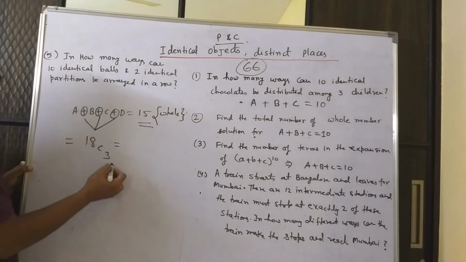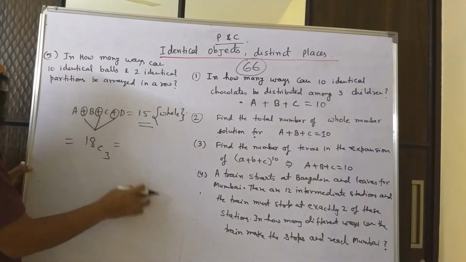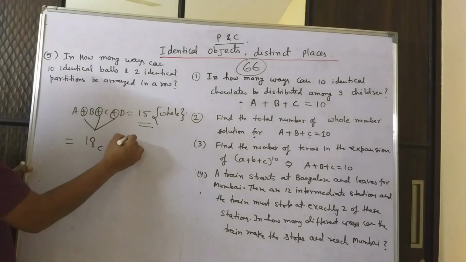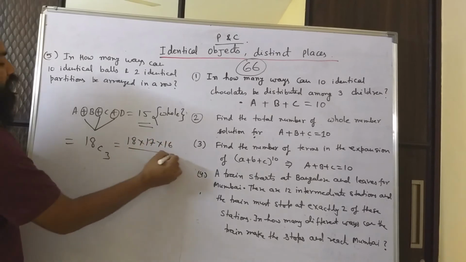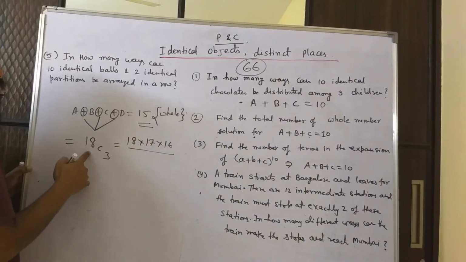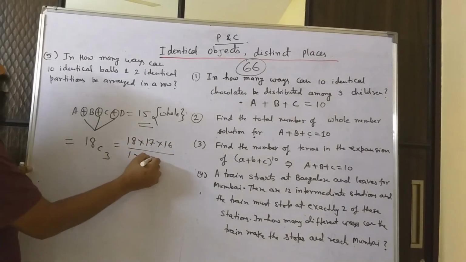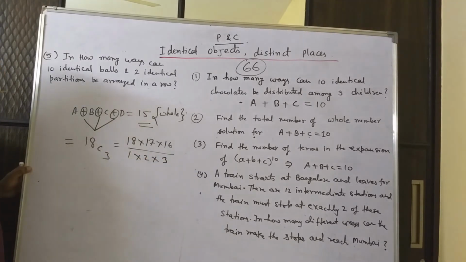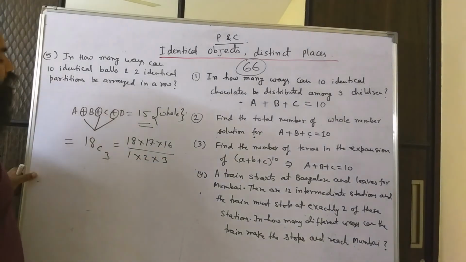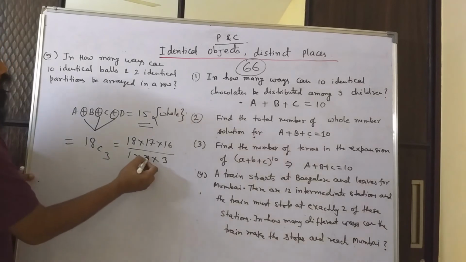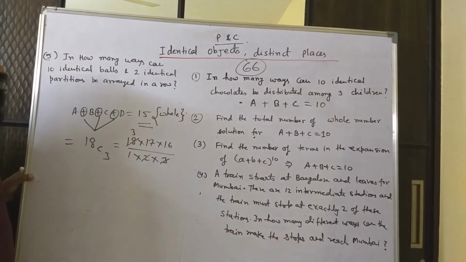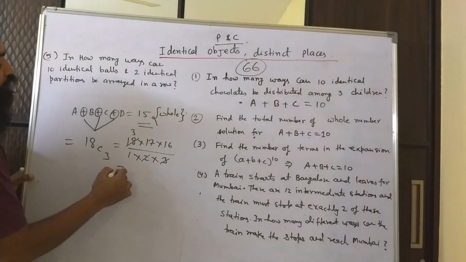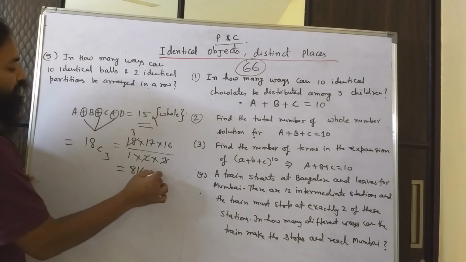And to calculate it, you don't have to write and expand every time. Simply you can say 18C3 means 18 into 17 into 16. Start from 18, write 3 numbers, and start from 1 and write 3 numbers. That's all. 18 into 17 into 16 by 1 into 2 into 3. So it will be like 2, 3, 6, 6 3s are 18, 3 into 7, 51, 51 into 16 will be 816, that will be the answer.